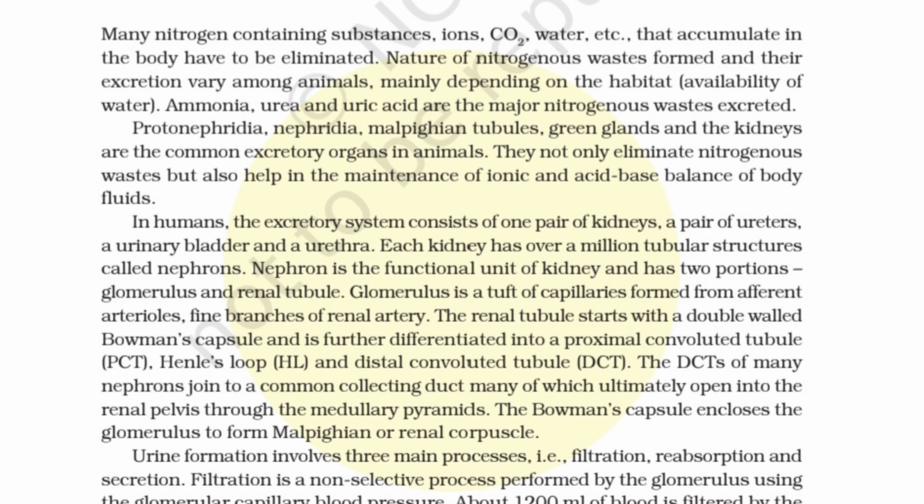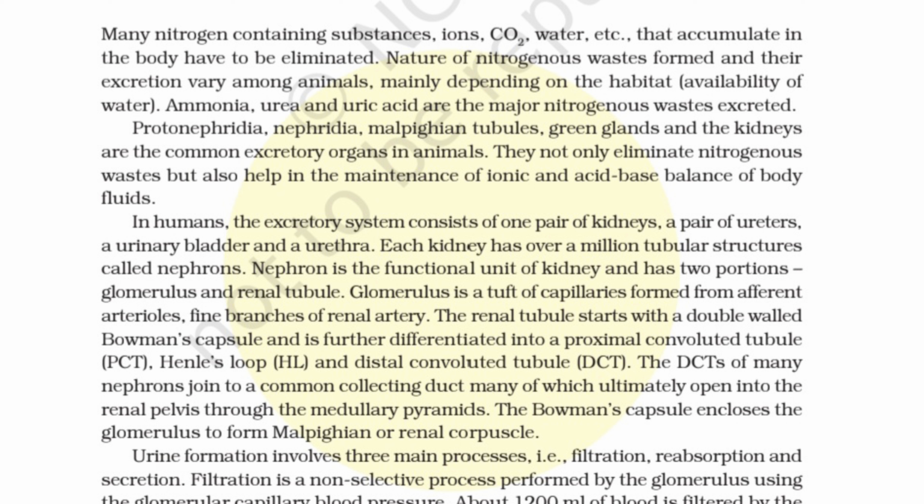Summary. Many nitrogen containing substances, ions, CO2, water, etc., that accumulate in the body have to be eliminated. Nature of nitrogenous wastes formed and their excretion vary among animals, mainly depending on the habitat, availability of water. Ammonia, urea, and uric acid are the major nitrogenous wastes excreted. Protonephridia, nephridia, Malpighian tubules, green glands, and the kidneys are the common excretory organs in animals. They not only eliminate nitrogenous wastes but also help in the maintenance of ionic and acid-base balance of body fluids.